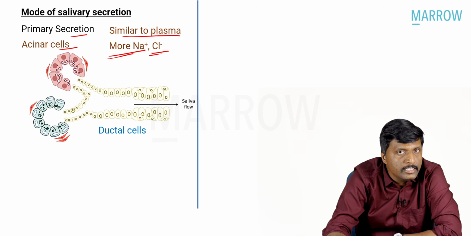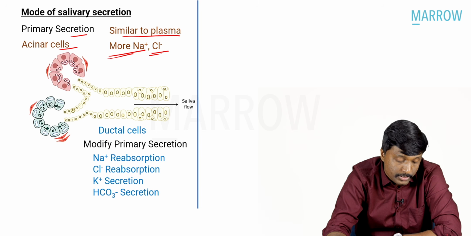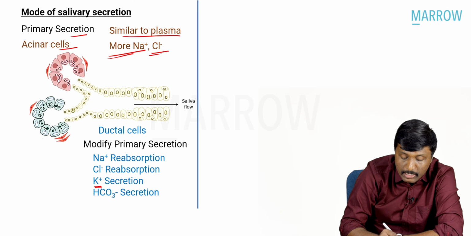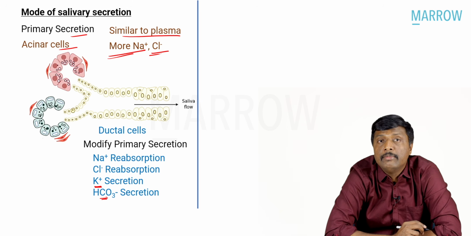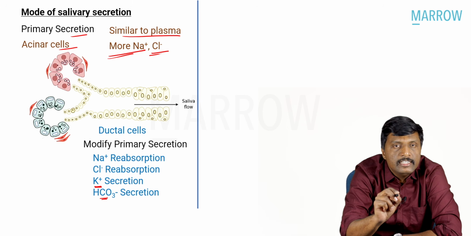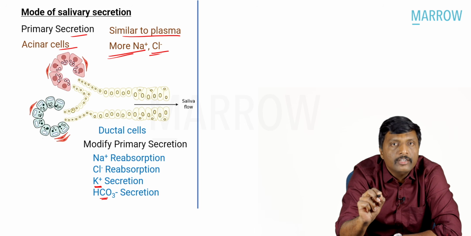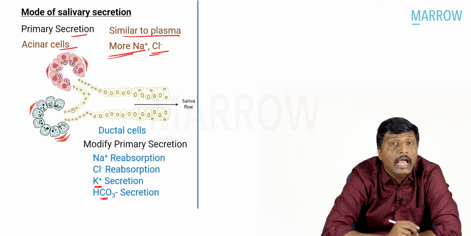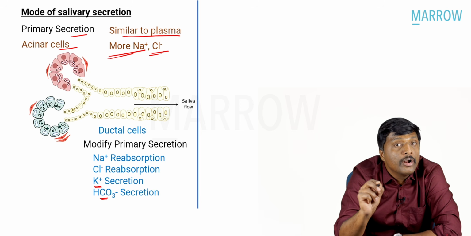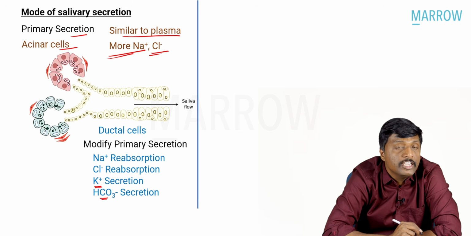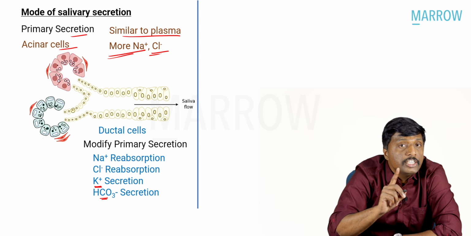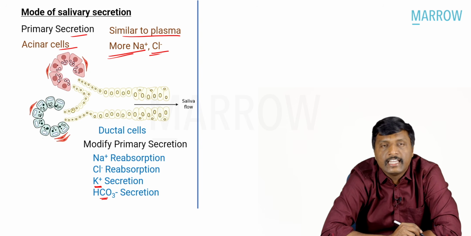What are these ductal cells doing? They will reabsorb sodium and chloride. They will secrete potassium and bicarbonate. This is extremely important. Acinar cells, primary secretion, similar to plasma, more in sodium chloride. Ductal cells, modification. What is that modification, sir? It is modifying the primary secretion. Sodium and chloride are reabsorbed. Potassium and bicarbonate are secreted.